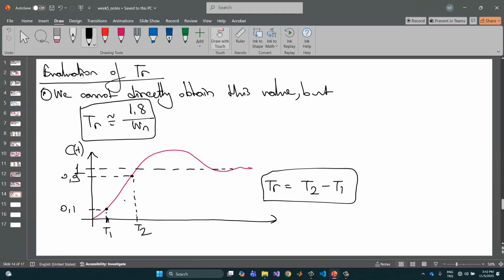Rise time. The rise time is the duration from 10% to 90% for your response. See, T1, T2, rise time is T2 minus T1 in here. And so you can derive it, but you can also calculate it based on this formulation. This current approximation method yields us this formula. Yes, from 10% to 90%, the rise time can be 1.8 over wn. You can assert it, but this is not exactly true, but it's close.